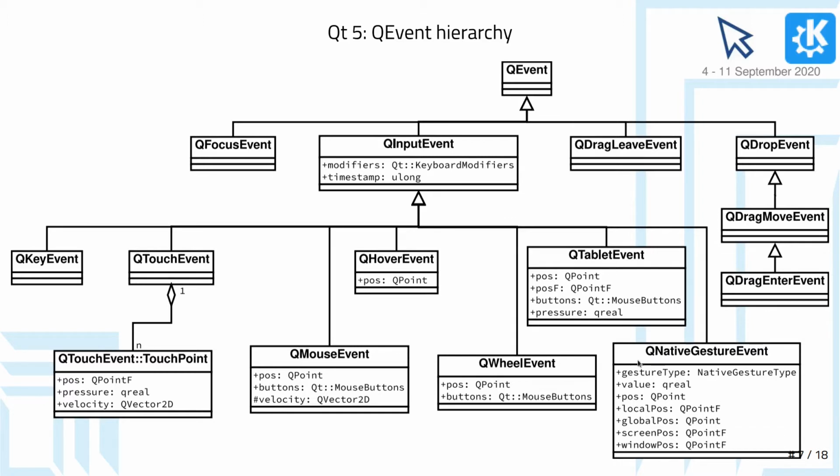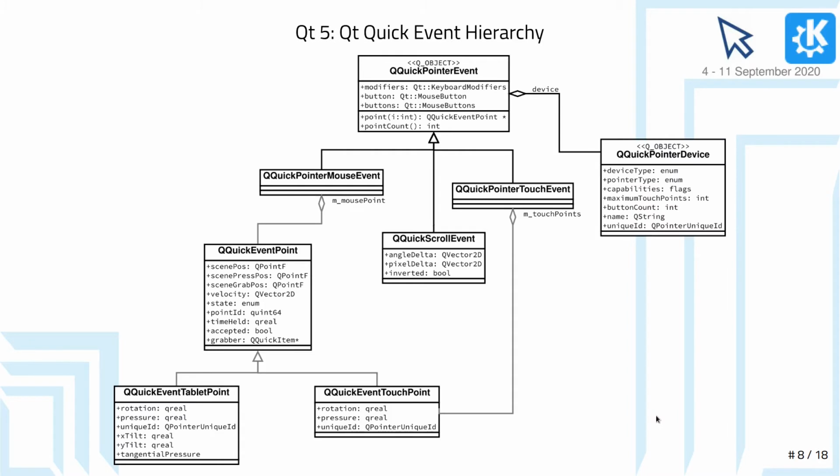And then, of course, local pause, global pause, screen pause, window pause. We need to standardize all of those names. This was what the event hierarchy looked like in Qt Quick. We have these wrapper objects. So these are all QObjects.